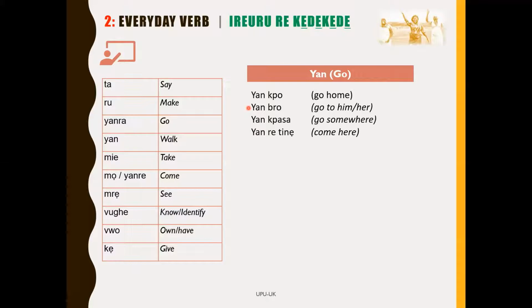Yeah, so bro in this sentence qualifies the him or her. So yeah bro would mean go to someone. Okay. Yakbasa, go somewhere. Asa is somewhere. Basa would be what translates into somewhere. Yakbasa.